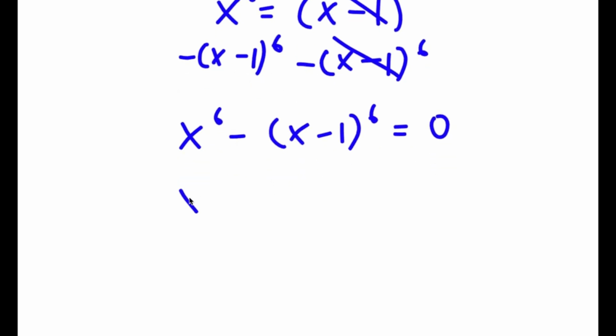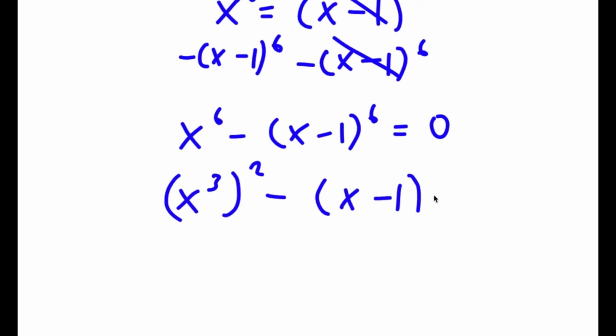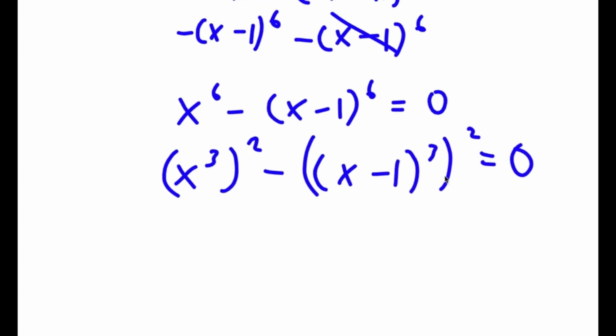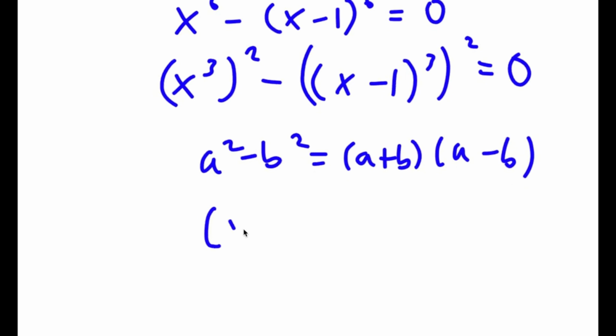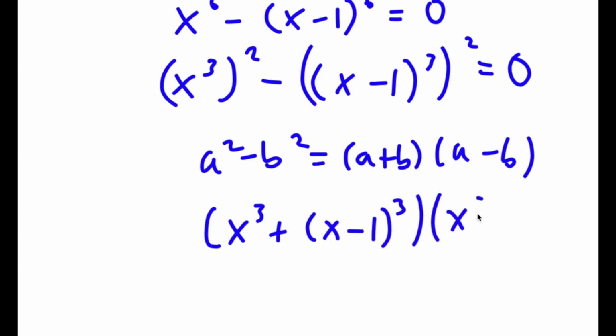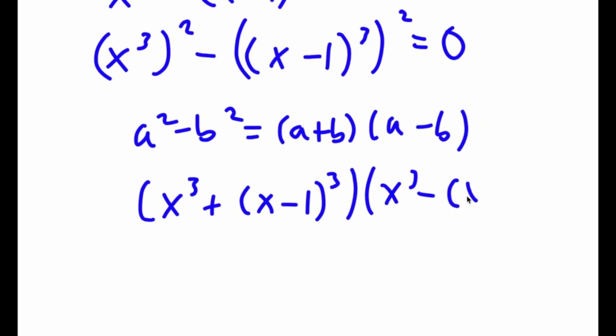Now x to the power of 6 is the same thing as (x to the power of 3) to the power of 2, and (x minus 1) to the power of 6 is the same thing as ((x minus 1) to the power of 3) to the power of 2. Now if I have something in the form a squared minus b squared, this is equal to (a plus b) times (a minus b). So this is going to equal (x to the power of 3 plus (x minus 1) to the power of 3) times (x to the power of 3 minus (x minus 1) to the power of 3), which is equal to 0.